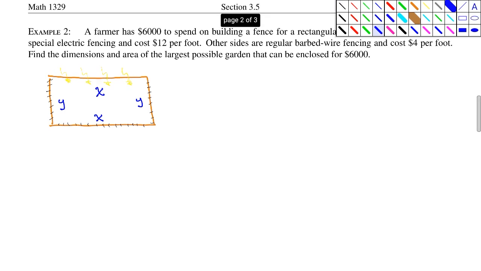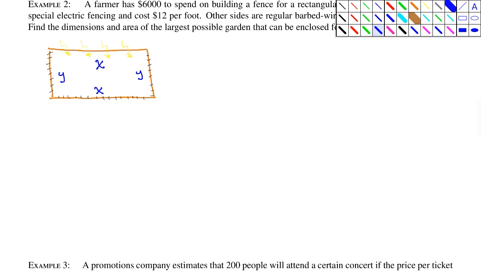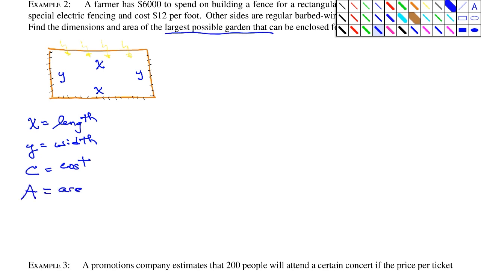Now, let's identify some of my variables. So the X, again, is going to be equal to length. The Y is going to be equal to width. And I don't have a perimeter this time, but I have a cost. So C is going to be equal to cost. And I'm still trying to find the largest possible garden, so that's area. And so we'll use A for area. All right, so that was step 2, step 3.